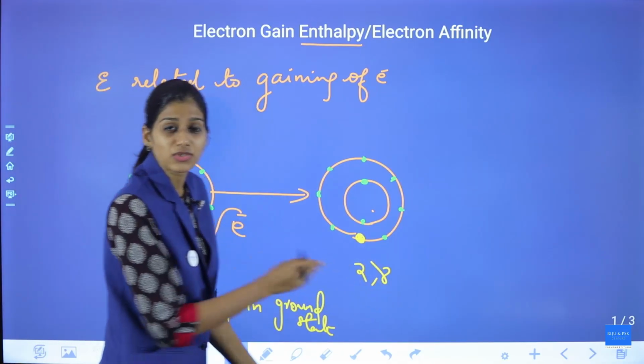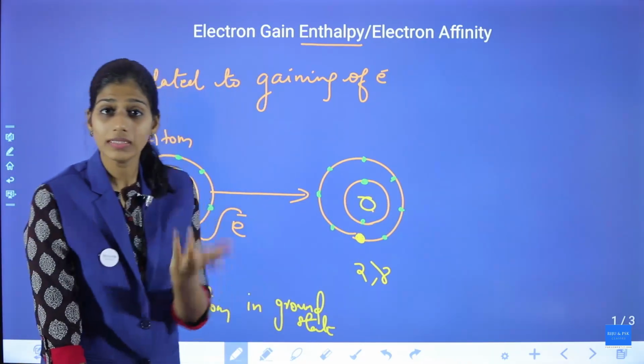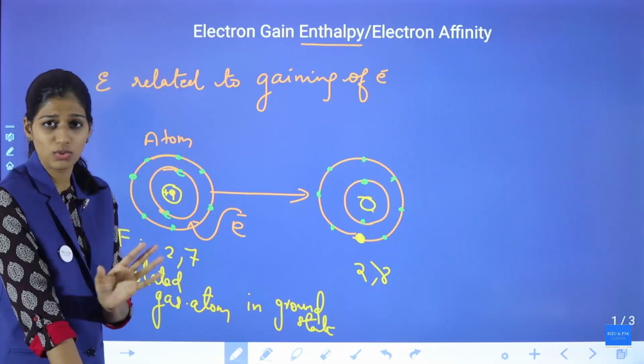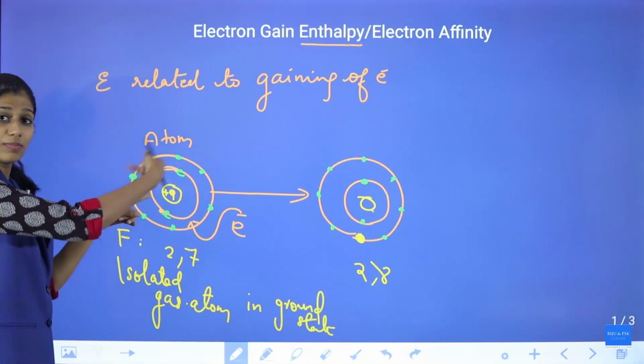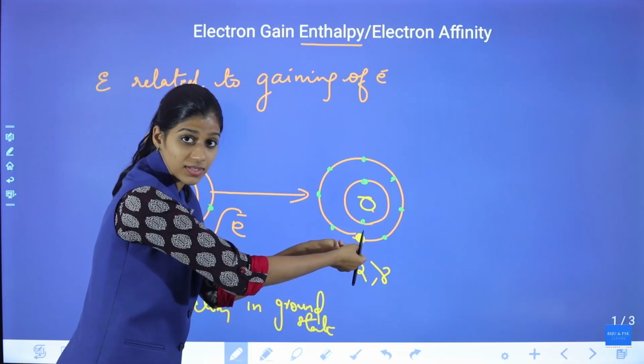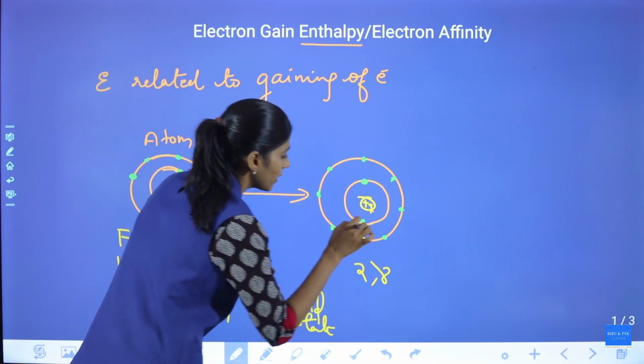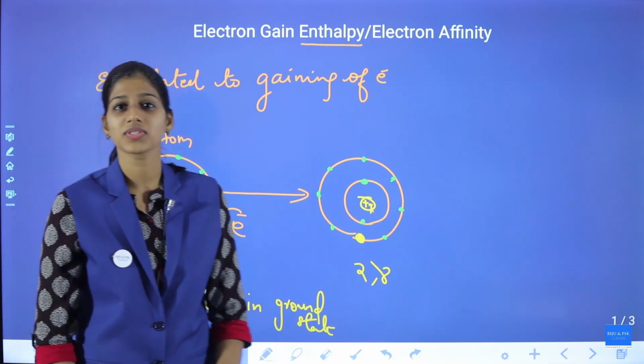After adding the electron, add cheyyumbol nucleus il endengilum change undo? Illa, you are not disturbing the nucleus. Nucleus il maatam onnum illa. So, whatever the number of protons you are observing in the first case will remain in the second case, right? Nerathe kandathu thanne namukku nucleus il kaanam. So, here as well you are having plus 9 charge.